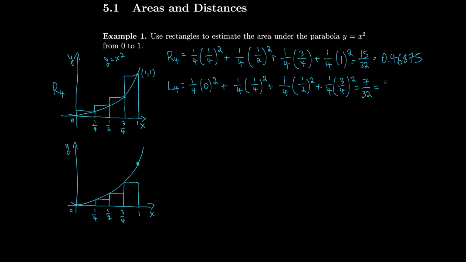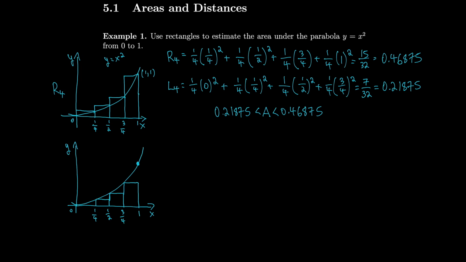So this adds up to about 0.21875. Because we have an underestimate and an overestimate for our area, we can now say that the area must be between these two numbers, the actual area underneath the curve. So I could say the area is between 0.21875 and 0.46875.